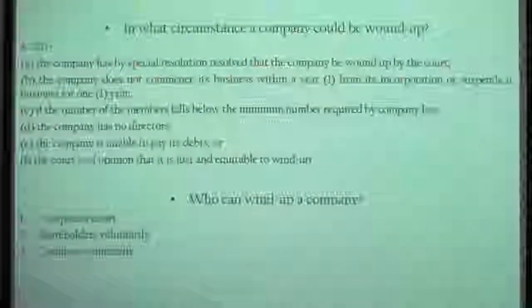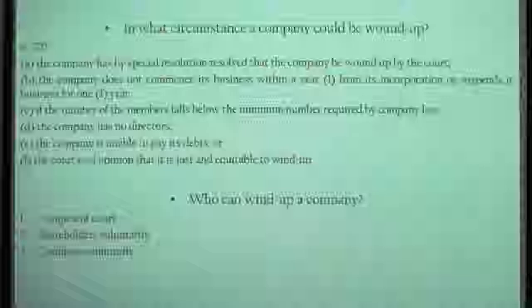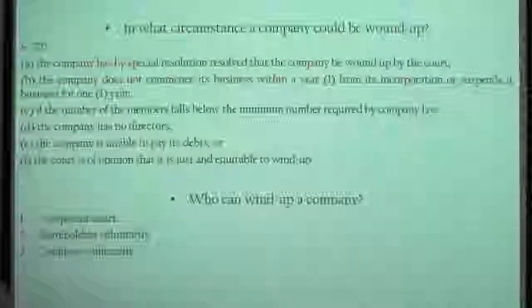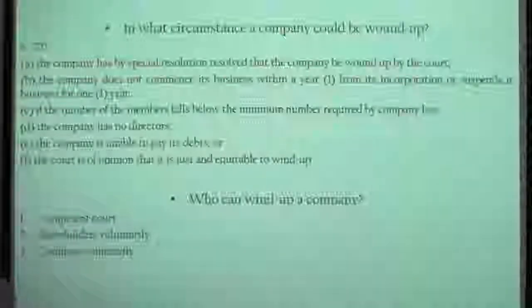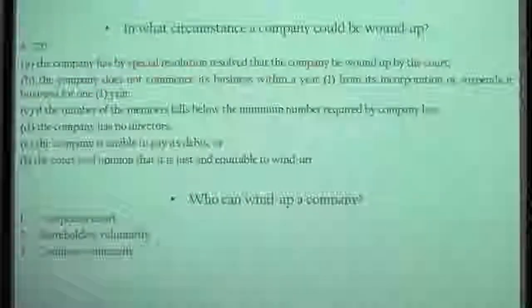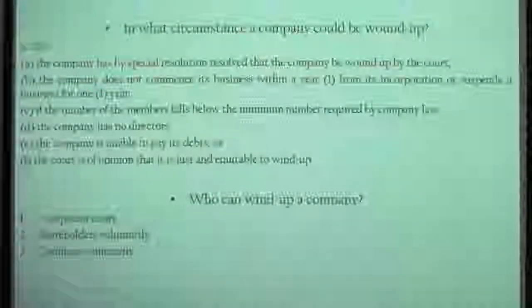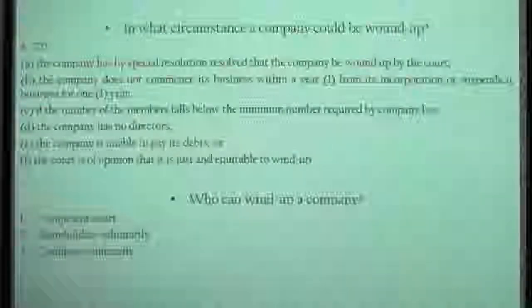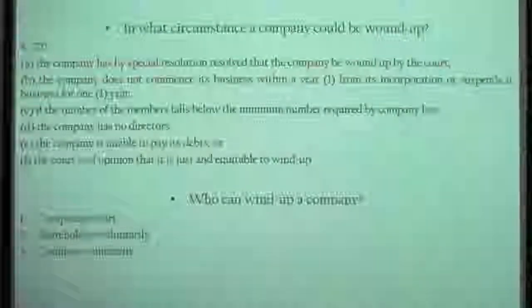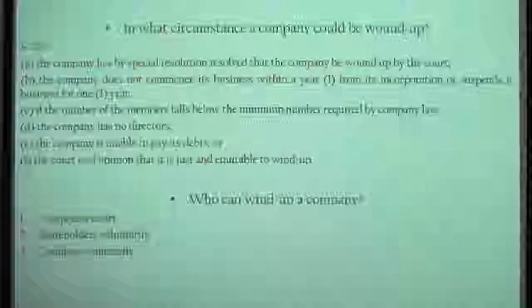The next situation is where the company has no directors appointed. Now, in a previous lecture, I mentioned to you all, along with the company registration document, in order to obtain the certificate of incorporation, the form 1 you are presenting to the registrar of company must indicate the names of the directors of the company.